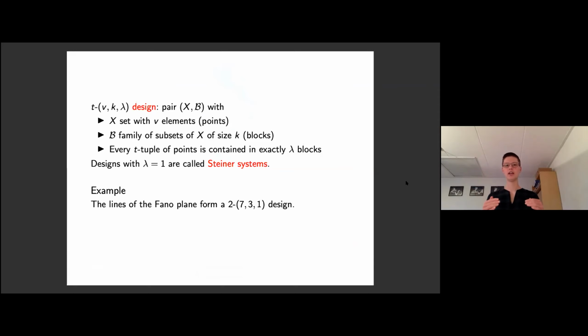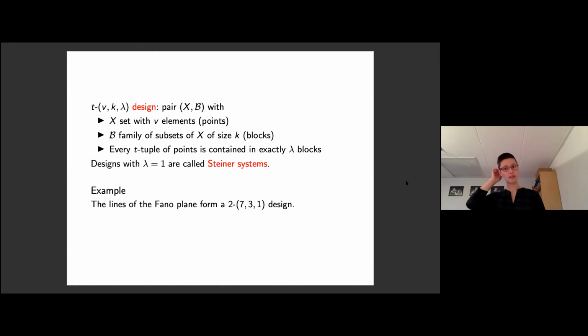But what it is, it's a finite set with v elements, and we call them points. And then we take some subsets that all have the same size, k, and we call them blocks. And the thing now is that every t-tuple of points of the big set is contained in exactly lambda blocks. So this feels a bit like how you would also define a Matroid, right? You have a set and you have certain subsets and they satisfy some nice property. That's also what you do here.